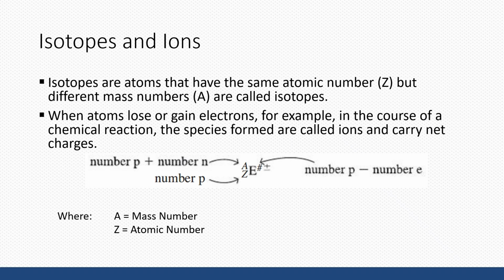Now, every atom could have some changes in its number of subatomic particles, which could lead to it being either an isotope or an ion. Isotopes are atoms of the same atomic number but different mass number due to a different number of neutrons. When atoms lose or gain electrons, for example in the course of a chemical reaction, they form ions, which carry a net charge. Okay?